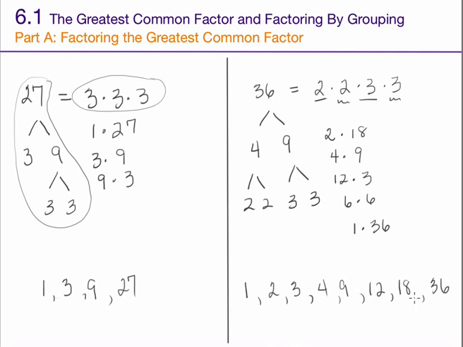Are there any other factors of 36? Have we missed any? Well, we have 1, 2, 3, and 4. Do 5, 6, 7, or 8 go into 36? 5 doesn't. It doesn't end in a 5 or a 0. But 6 does. I left that out. 6 is a factor. 7 doesn't go into 36. 8 doesn't. 9's already in the list.